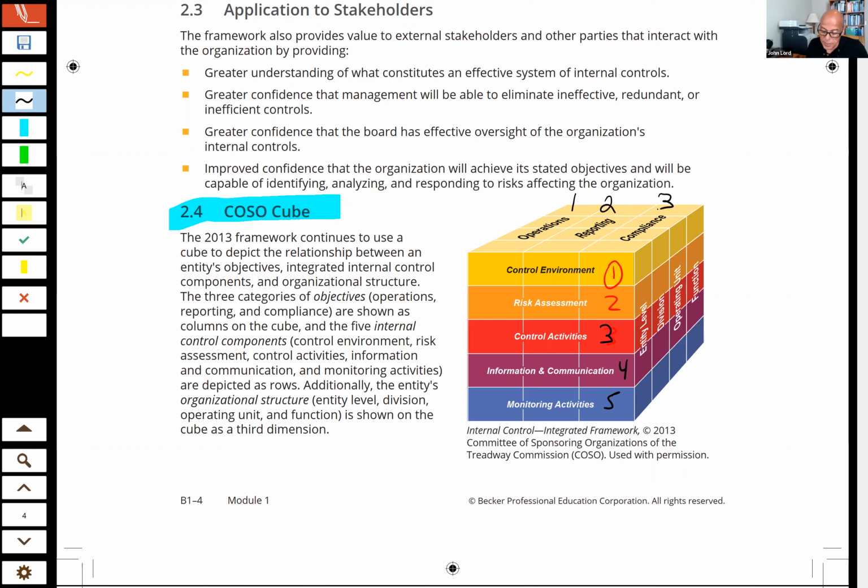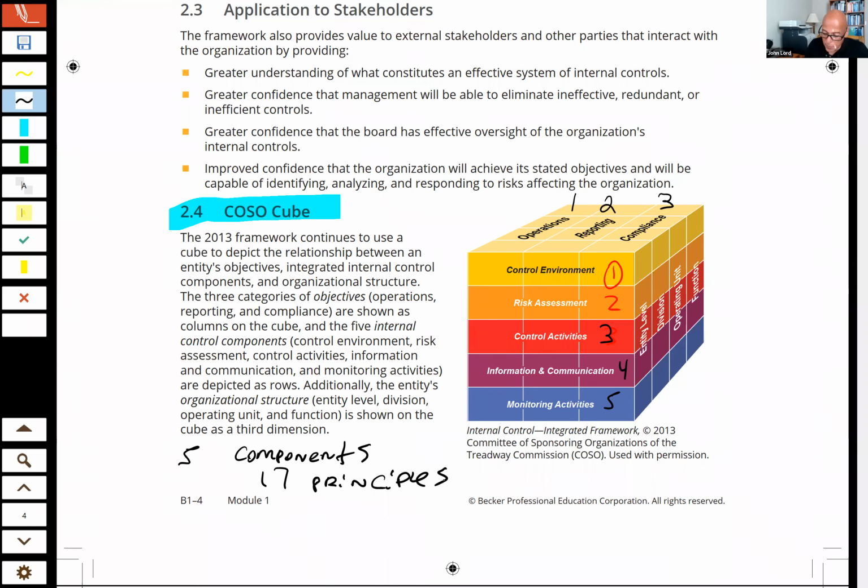So when we look at these five components, we're going to see that the five components are then made up of 17 principles. Okay, so we have components, we have principles, and those three categories of objectives are what the entity would be doing in evaluating internal control. And again, as auditors look at it, they would also do this. So we have the control environment, risk assessment, control activities, information and communication, and monitoring.